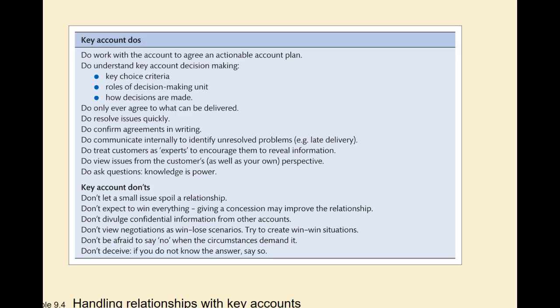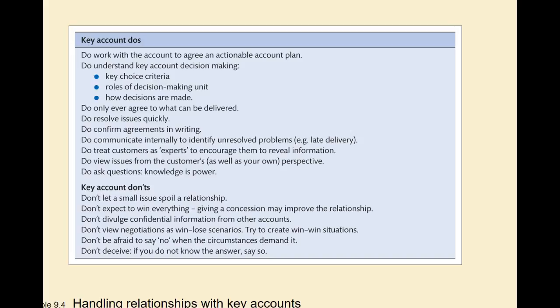Some of the key do's and don'ts as far as handling relationships with key accounts. You do need to work with the account to agree on an actionable account plan. You need to understand the key choice criteria, the roles of the decision-making unit, and how the decisions are made. Only ever agree to what you can deliver, especially on a key account. If you don't fulfill your promises, it's not going to be good.